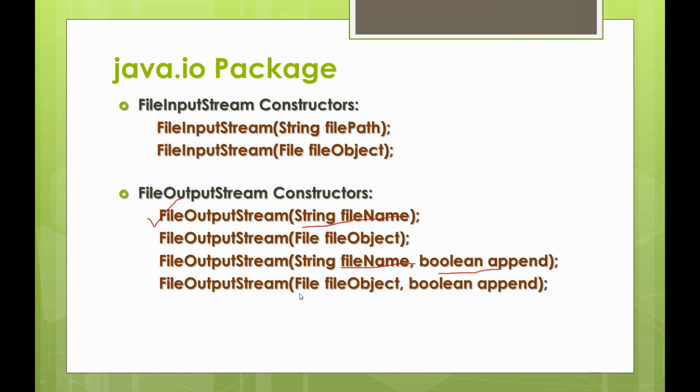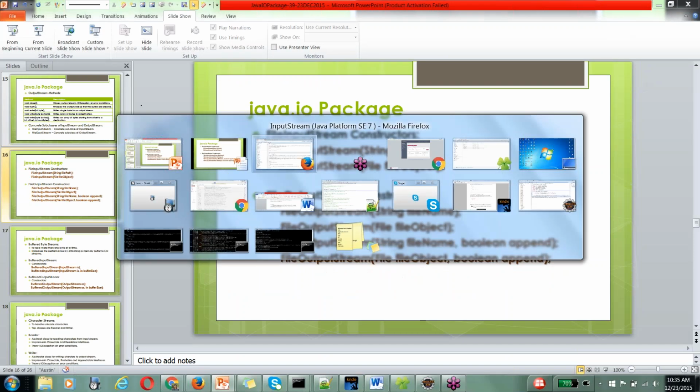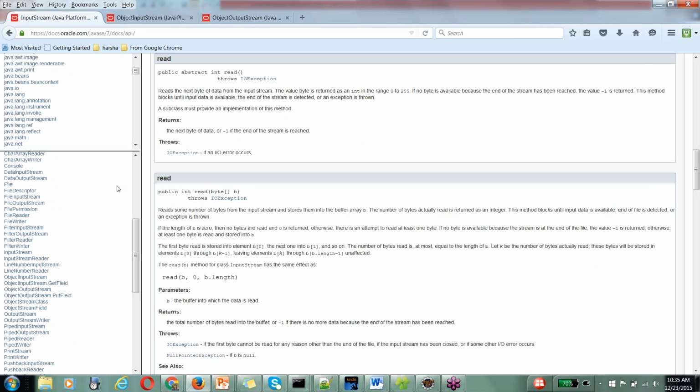The file will be overwritten. Similarly, the last constructor takes a file object. The boolean parameter is similar to the one for the string argument. If you say true, it will be in appending mode. Let us see an example, and we will understand that.